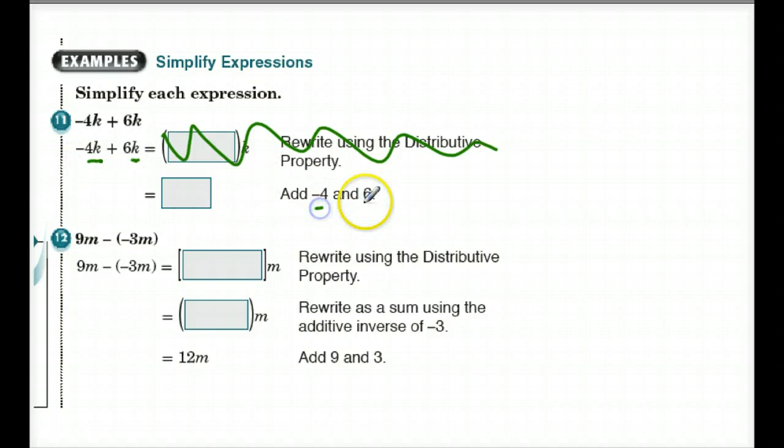So how do we do it? We just add -4 and 6, and we've been adding integers this week, so we know that -4 plus a +6 is going to give us 2. And what is our variable? Our variable is k, so our answer is 2k. So again, we're going to skip this step.